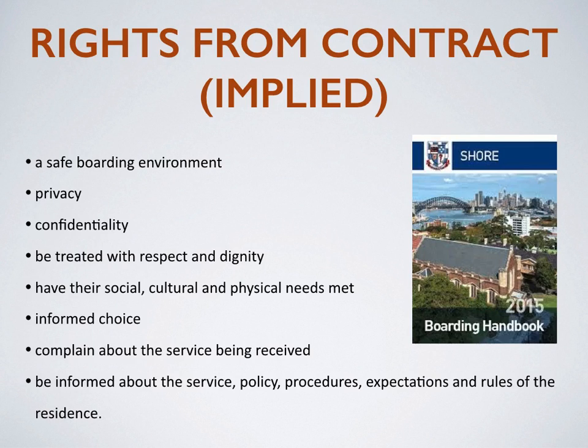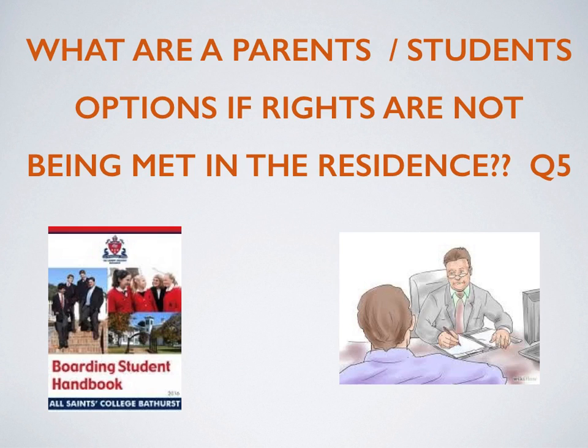And so there are also implied rights, and these are like, I guess, an implied contract with the boarder. And they're things like a safe boarding environment, privacy, confidentiality, to be treated with respect and dignity, to have informed choice, and so on. So what do we do if these are not being met in the residence? This is question 5. And the answer to this is fairly obvious.